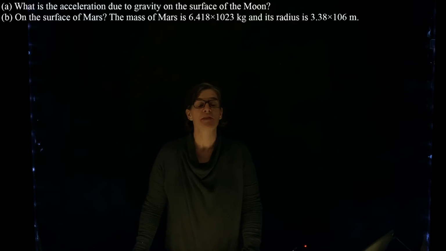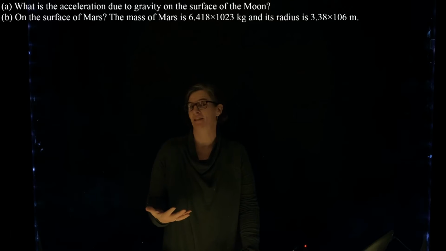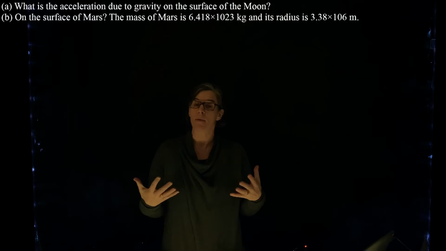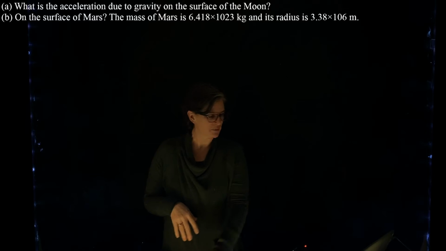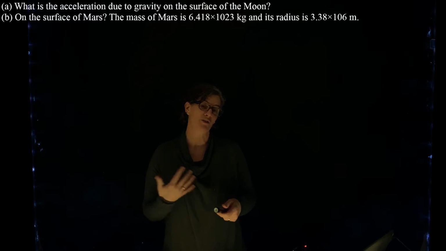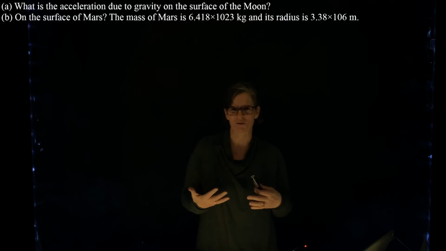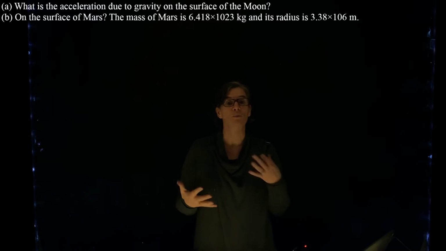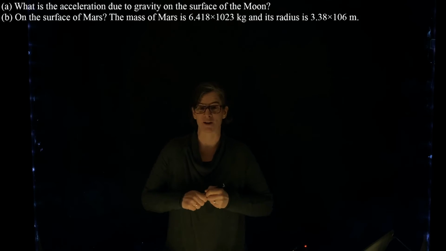All right, so this practice problem lets us really practice the idea of acceleration due to gravity of objects with mass. And so we're just going to utilize that relationship. The first part's going to ask us what's the acceleration due to gravity on the surface of the moon. And the second part is going to ask us what's the acceleration due to gravity on the surface of Mars. So really just practicing this acceleration due to gravity equation.